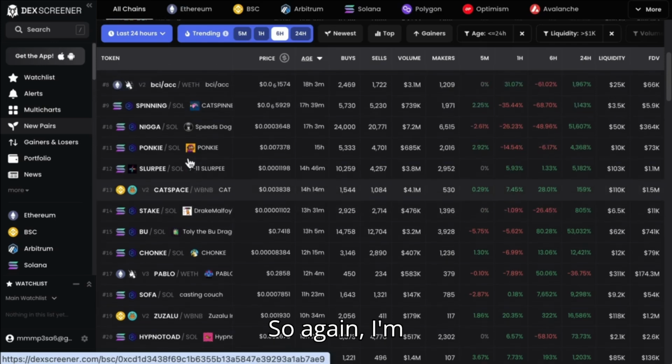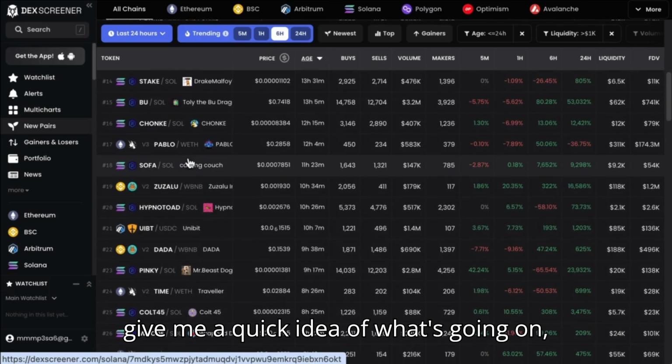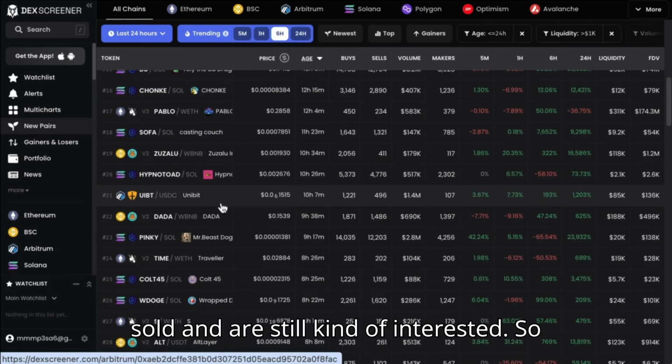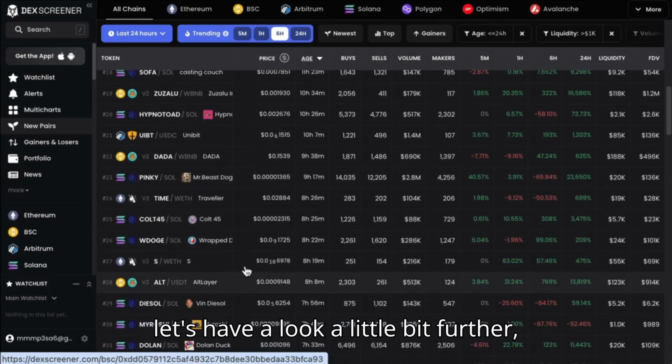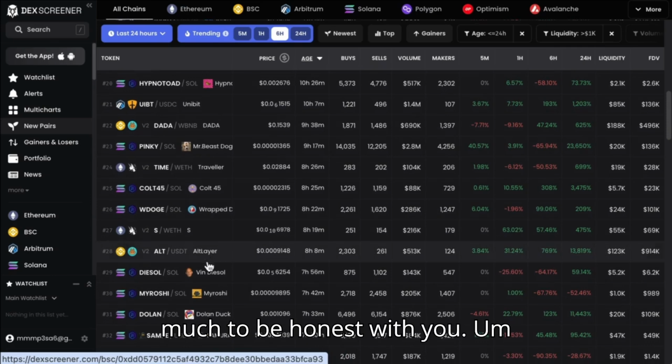Again, I'm just looking at the liquidity it has to give me a quick idea of what's going on, how many people have bought and sold and are still interested. So let's have a look a little bit further and see if there's anything decent. Not much, to be honest with you.